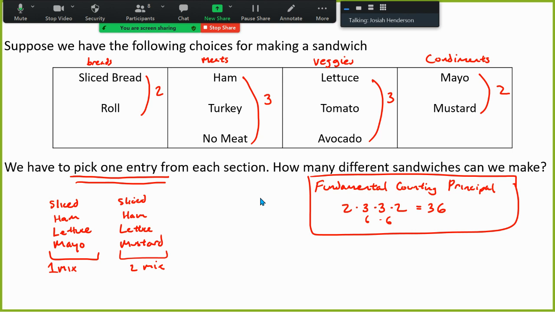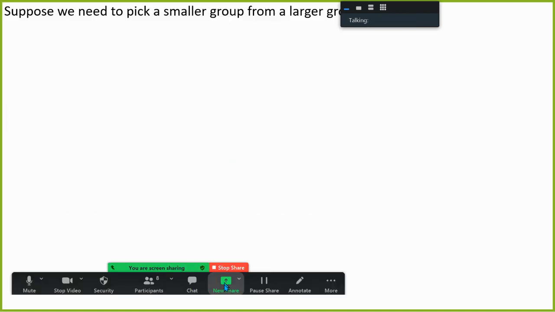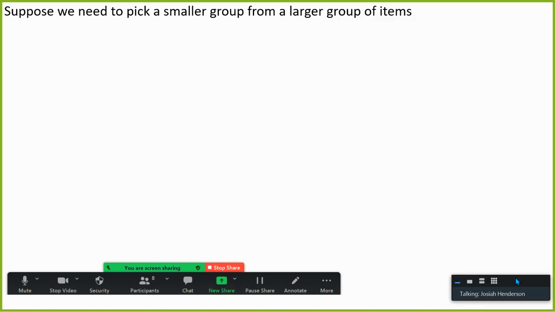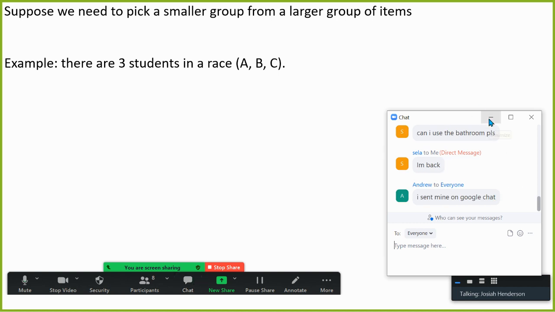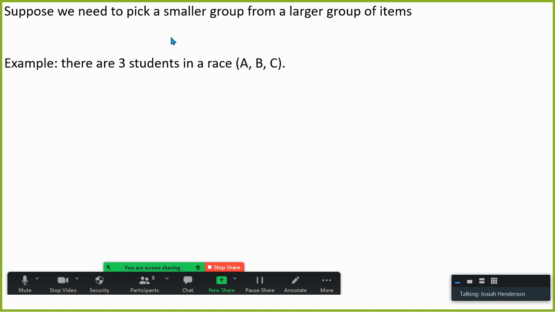All right, so now we're going to look at a different style of question. Suppose we need to pick a smaller group from a larger group of items. Example. Okay, thanks, Andrew. I appreciate that. I see your message. So suppose we have a larger group of items, and we're just going to pick out mixes within that group, a smaller group from the larger. That's what I want to focus on here. Smaller group from the larger group.